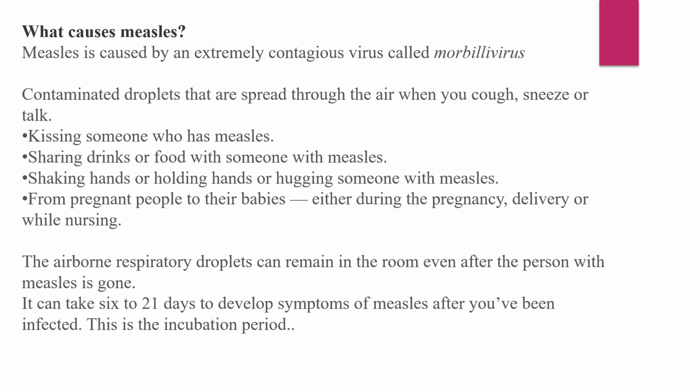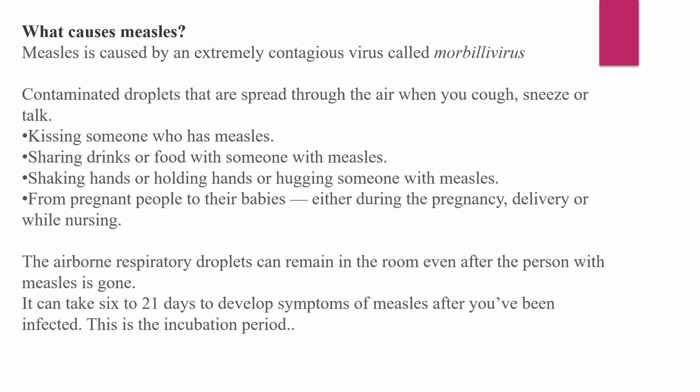Contaminated droplets are spread through the air when you cough, sneeze, or talk, or by kissing someone who has measles, sharing drinks or food with someone with measles, shaking hands, holding hands, or hugging, and from pregnant people to their babies, either during pregnancy or delivery, or even while lactating or nursing. So the main route is airborne droplets.